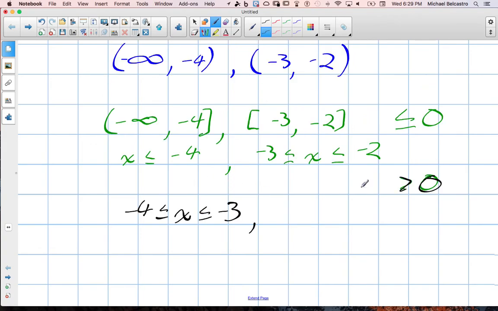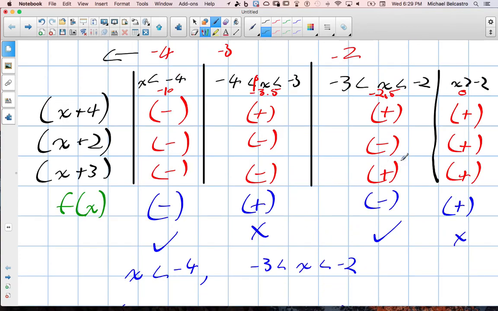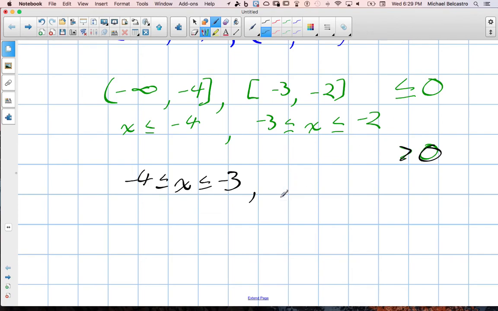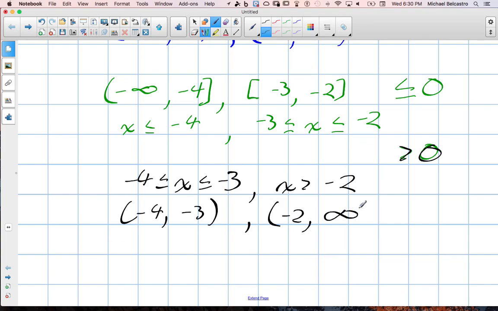And what was the other interval we said? x is greater than -2. If we write those with brackets, you're looking at soft bracket -4, soft bracket -3. And this one would be soft bracket -2 to positive infinity.